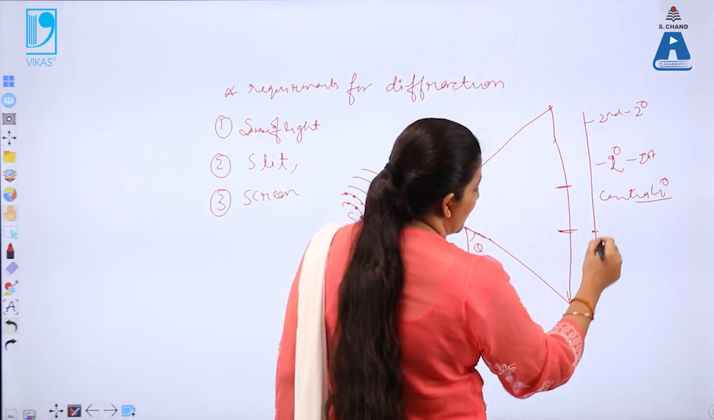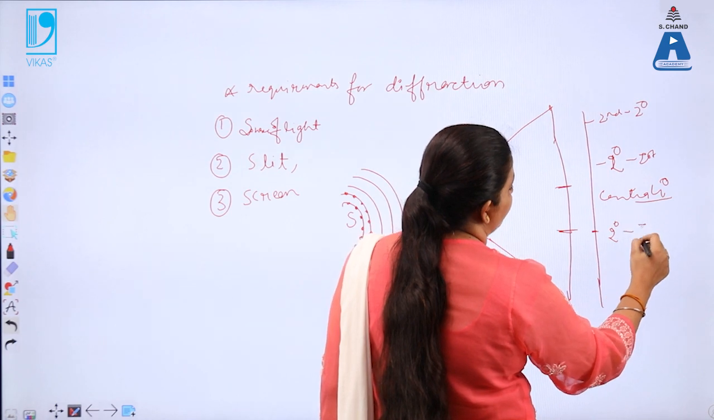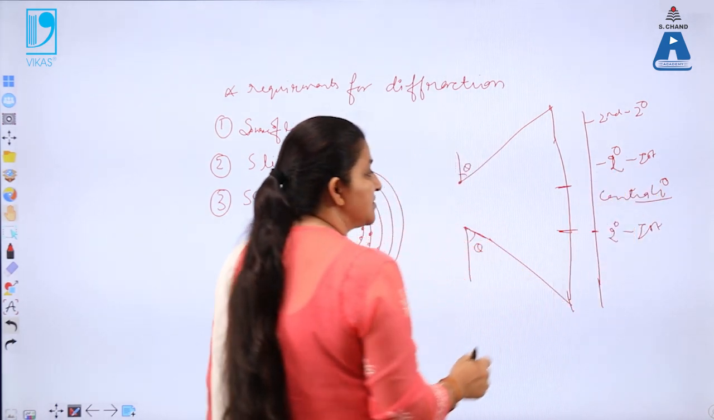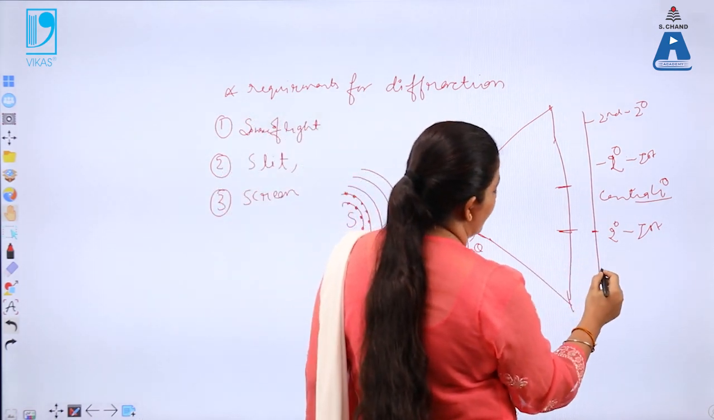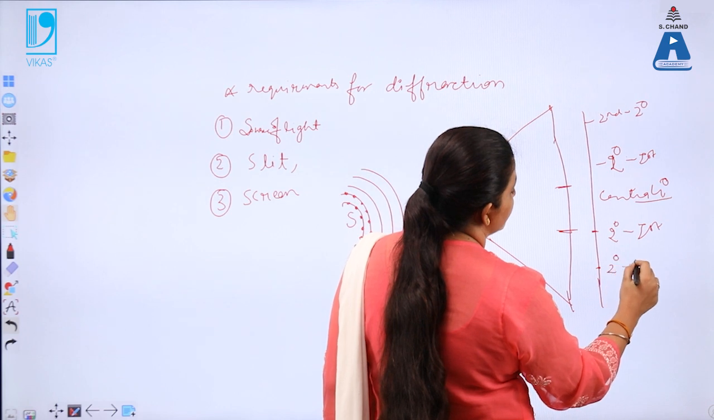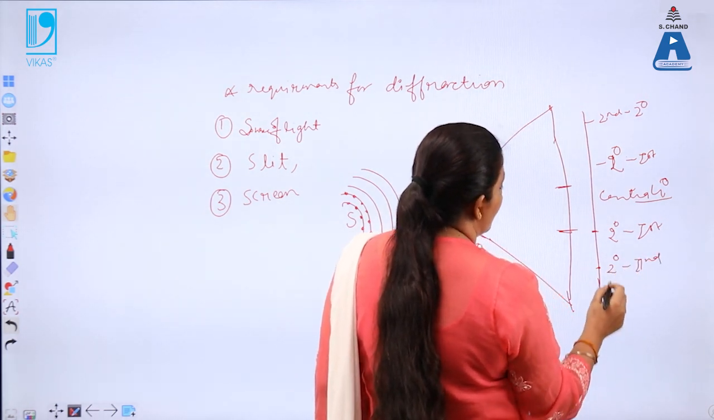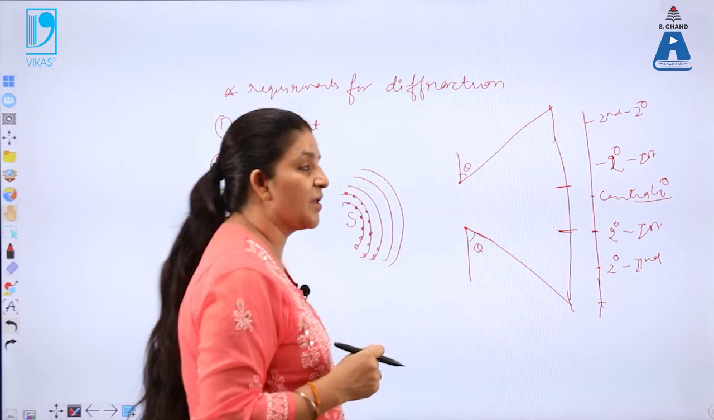In the opposite direction, we also get the first secondary maxima. The intensity of these secondary maxima is the same on both sides. So this is the diffraction pattern. Then there come the second secondary maxima, and so on. In between, some minima are also obtained.